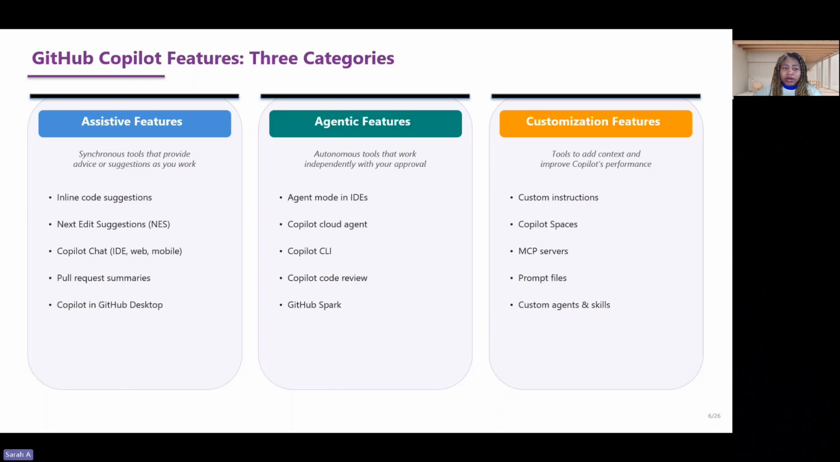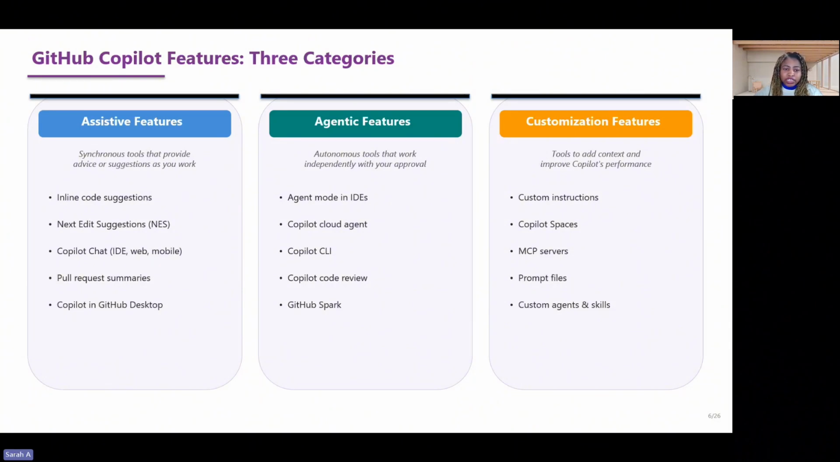So now I'm going to talk about the GitHub Copilot features, and they are set into three categories. First is the assistive feature. These work as you type. As you are typing, they give you suggestions. We also have what we call the next edit suggestion, which can predict where you edit next. I'm going to show us that as well.